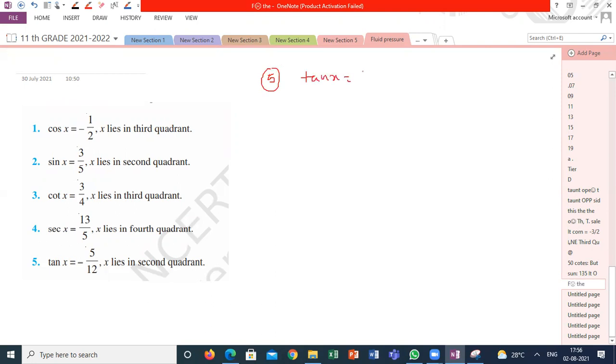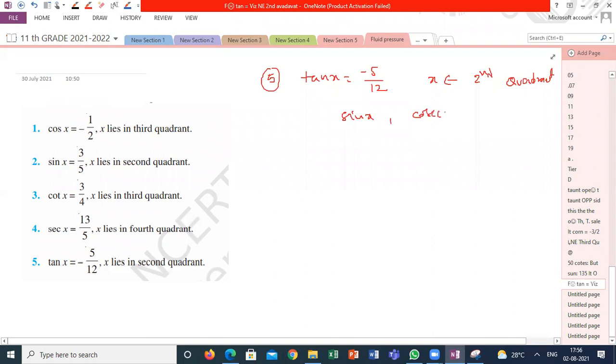Okay, so tan x equals minus 5 by 12, sir. So it lies in the second quadrant. So from tan we can find cot x. So 1 by tan x will be minus 12 by 5. So cot x is equal to minus 12 by 5.